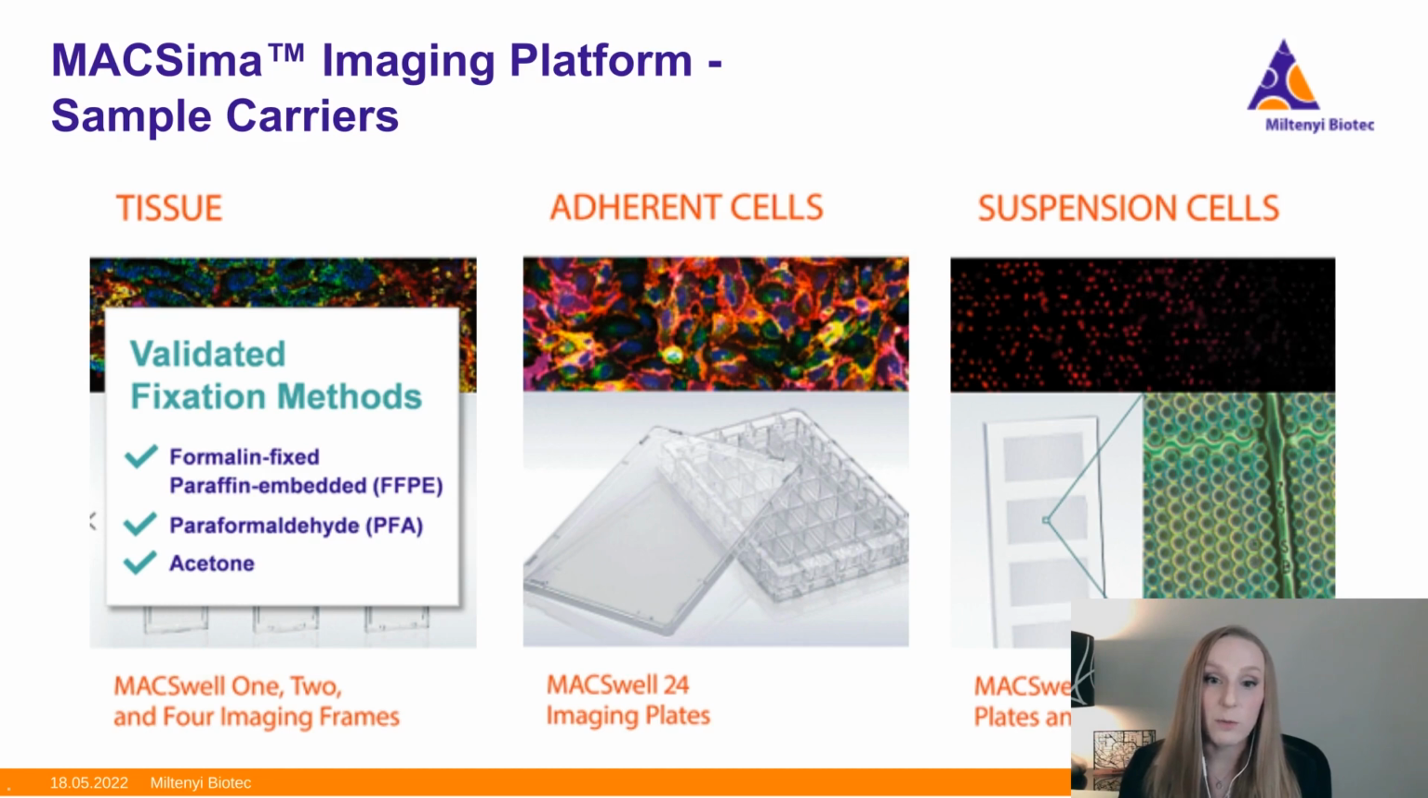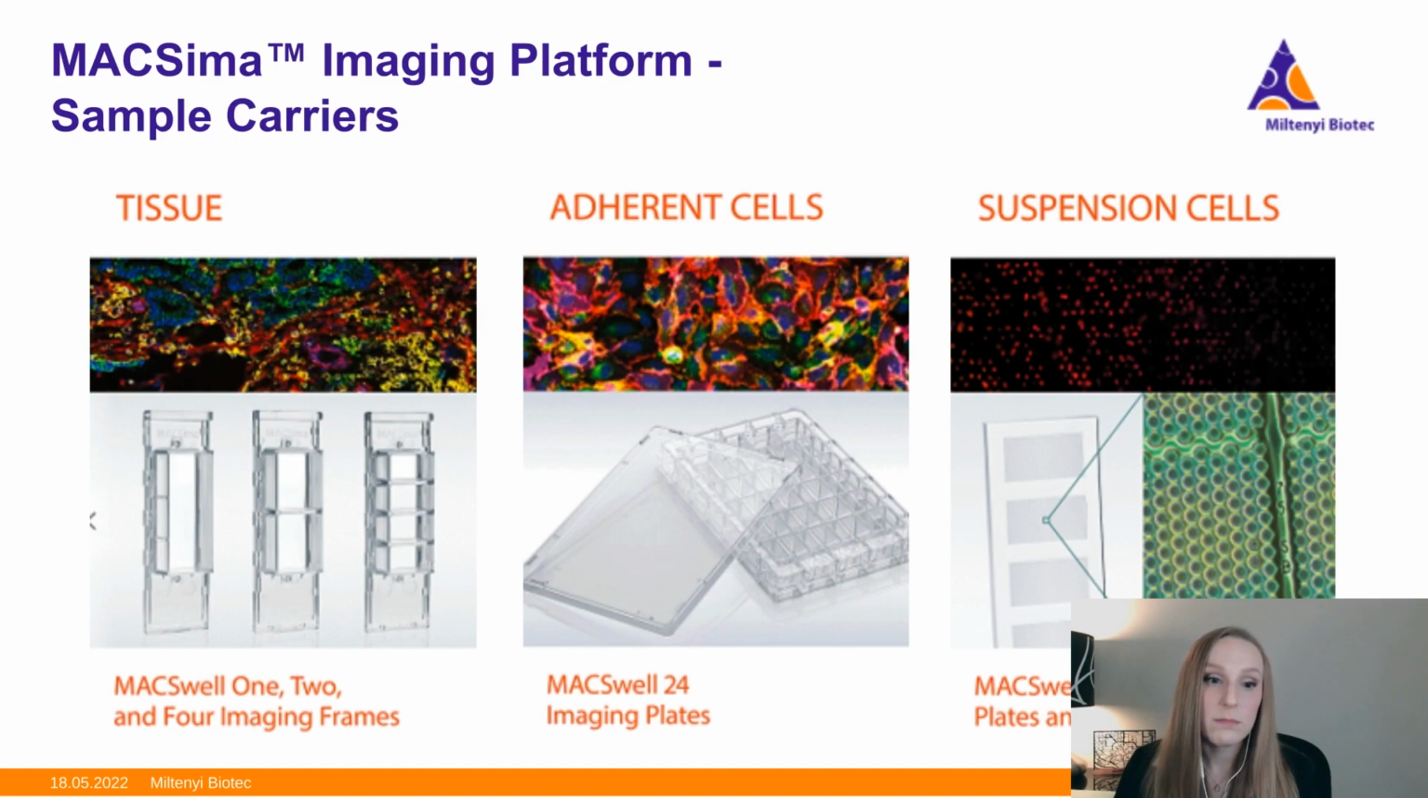For those working with suspension cells, you can either cytospin them into something like that Maxwell 24, or we can have these little micro chambers where one individual cell would fall into each chamber, and you can do the multiplexing there. Again, being able to run the gamut of what you may want to multiplex and get a better understanding of the markers expressed on those cells.